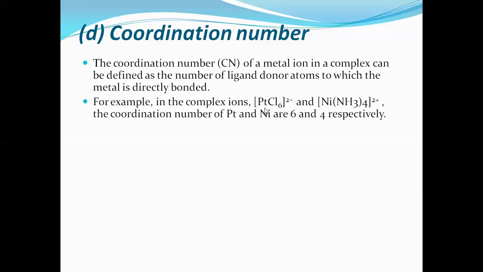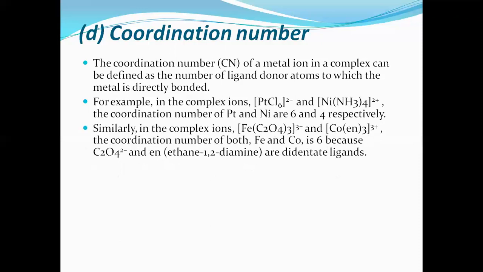Means in the hexachloroplatinate complex, the platinum atom is the central atom and chloride is the ligand. There are 6 ligands present around the central metal atom. Therefore, the coordination number of platinum is 6. Here, nickel is the central metal atom surrounded by 4 ligands. Therefore, the coordination number is 4.